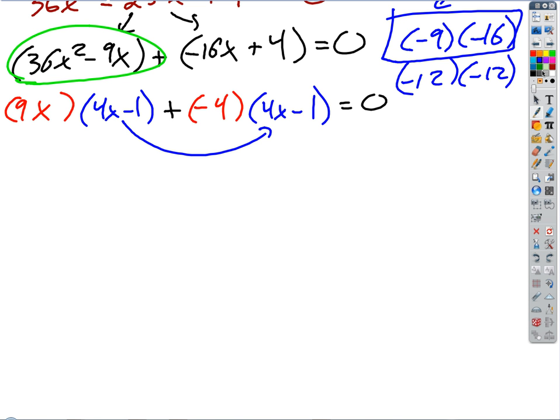Okay, so now we know that we've got two groups. We just want to undistribute from each group our common factor, which is the blue factor, right? If I undistribute the 4x minus 1 from group 1, I'm left with the 9x. Undistribute it from group 2, I get plus negative 4, which is a minus 4. Equals 0. And so now the last step is just to find the zeros of the individual factors. These are simple equations to solve.